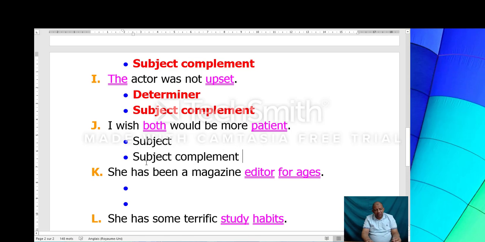Would be, never be confused here, because even if you have would be, the main verb here is be. So whenever you find be concerning simple present or simple past or past perfect or future conditional, the main verb here is not would, it is just an auxiliary. Be is the verb. That's why patient tells us something about both. Like you say, both are patient.